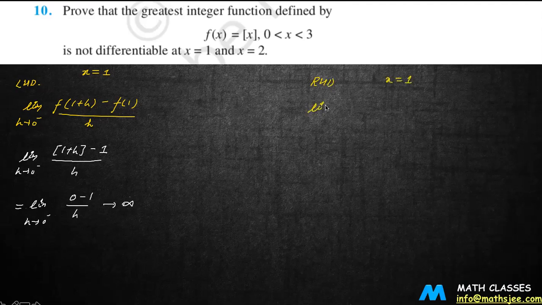So we know the formula. Limit h tends to 0 plus, f of 1 plus h minus f of 1 divided by h, right? Now, again, we'll apply the same thing, because still the thing is the same, right? But you will have to write down the steps. Limit h tends to 0 plus. Now here we have box of 1 plus h minus 1 divided by h. Now you are approaching 0 from the right hand side. So it simply means here h is positive. So a very small positive quantity.